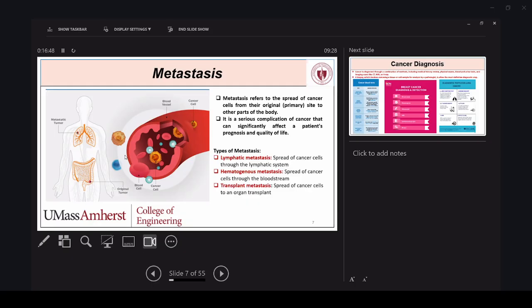As I mentioned, metastasis refers to the spread of cancer cells from the primary site to other parts of the body. It's a serious complication of cancer that can significantly affect a patient's prognosis and quality of life. Prognosis is the outlook of the disease. There are different types of metastasis: lymphatic, hematogenous, and transplant. Lymphatic is through the lymphatic system, hematogenous is through the bloodstream, and transplant is through organ transplant. It starts with infection and eventually the cell transforms into a cancer cell. So this is about metastasis.